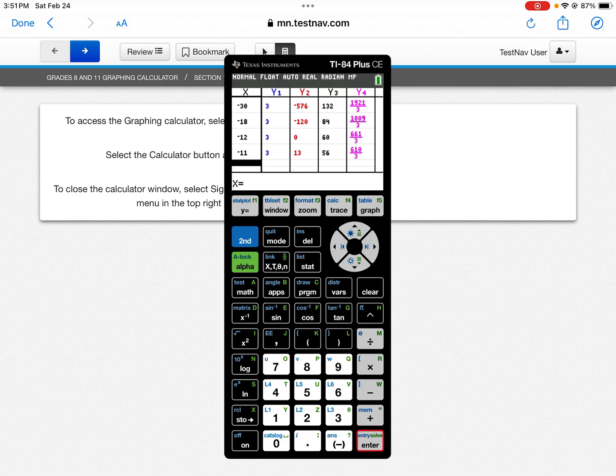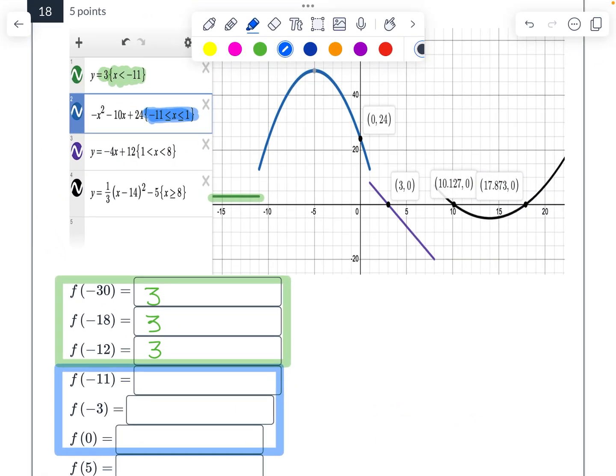If we look at this, at negative 11, the red answer is 13. And then the next one we wanted is negative 3, and 0. So 13, negative 15, and 24. And the 24 makes sense because it was right there anyway. Okay? All right.